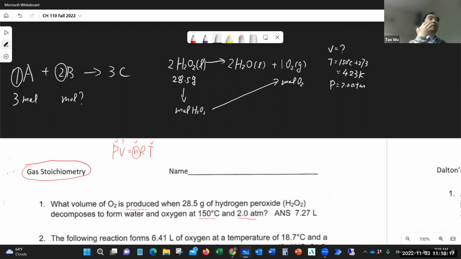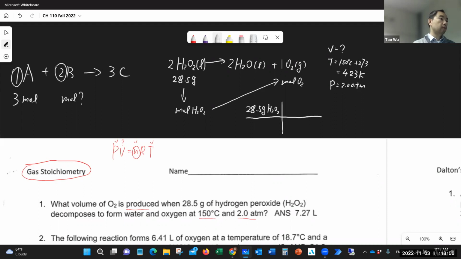First, based on the stoichiometry, we figure out the moles of gases, and then use the ideal gas law to figure out the volume or pressure or something else. Okay, so this is one way, and let's just work on this. First, let's figure out the moles of a gas. It's just 2 steps, right? First, you have 28.5 grams of hydrogen peroxide, and then you're going to convert that to the moles of hydrogen peroxide by dividing by the molar mass.